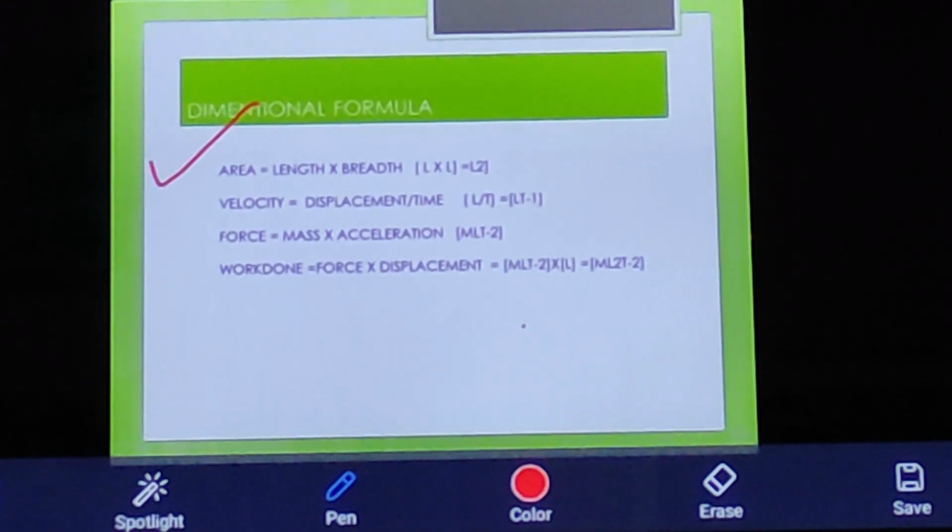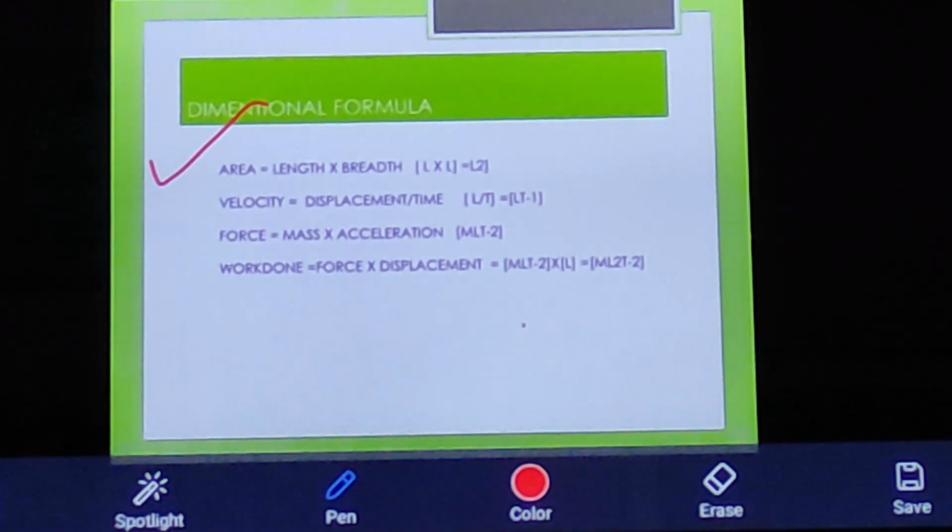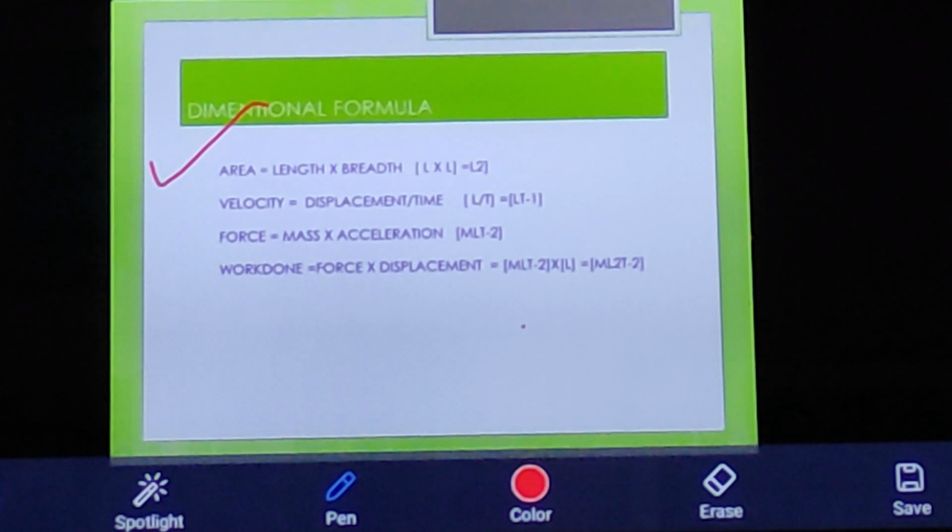The first one is the area. If I want to find the dimensional formula of area, area equals length into breadth. Length into breadth means L into L, that is L square. So L square can also be written as a power. Obviously, when you write the dimension, write it in the square bracket also.